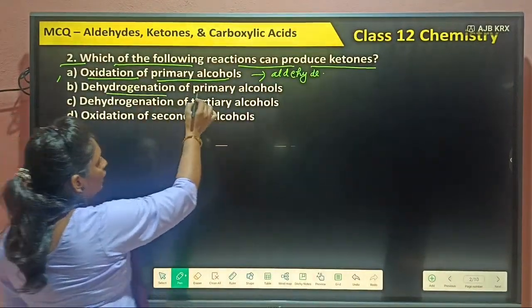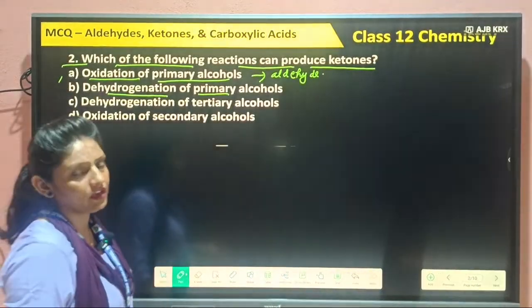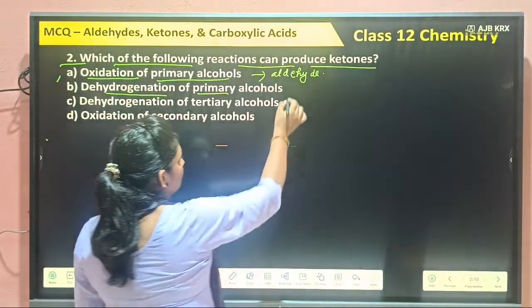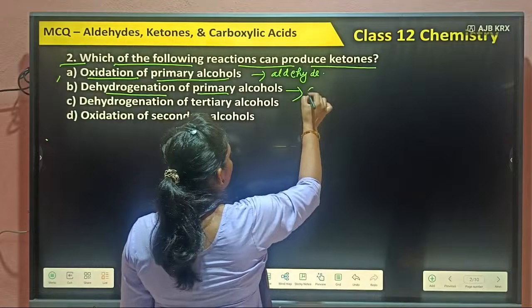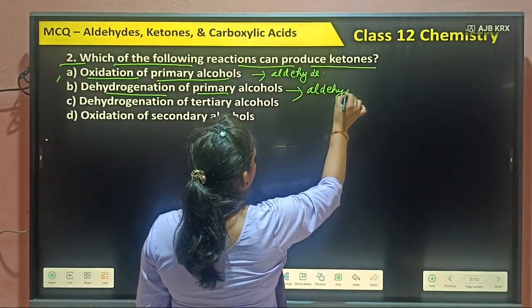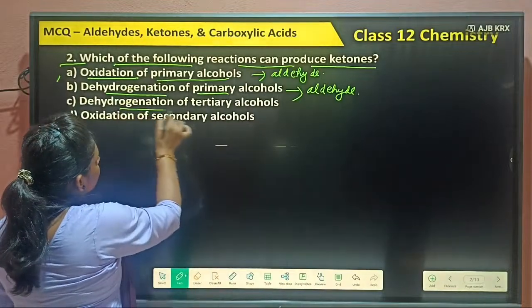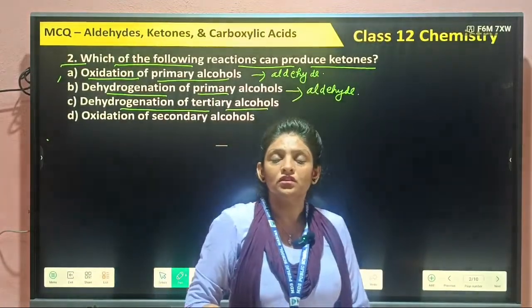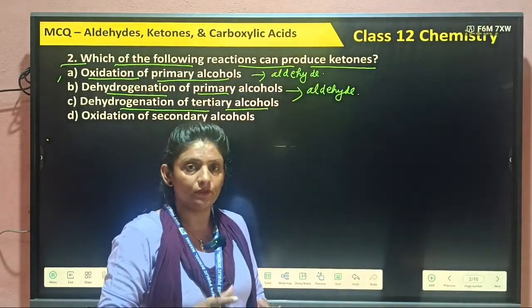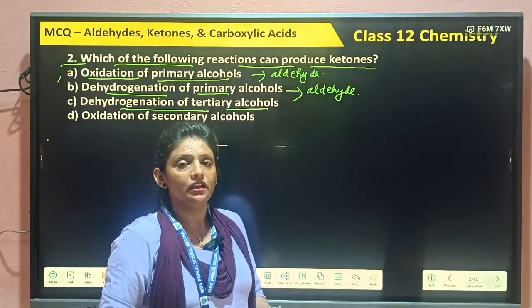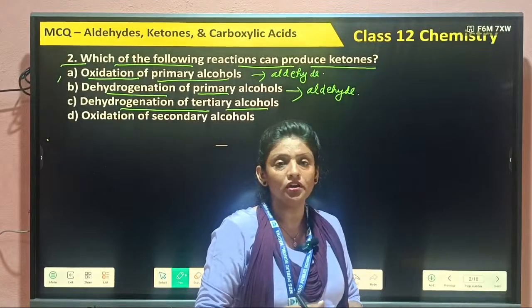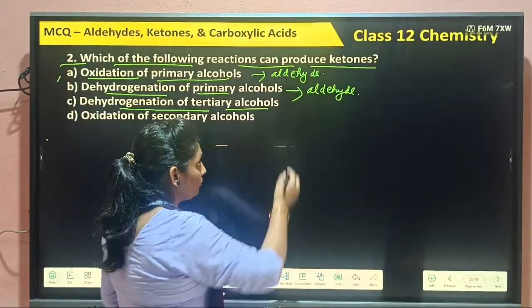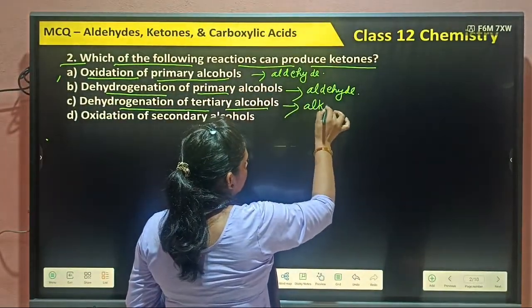Dehydrogenation of the primary alcohol. Dehydrogenation means removal of hydrogen, and further removal of hydrogen means oxidation. So from primary alcohol dehydrogenation we can get only aldehyde, not ketone. Dehydrogenation of tertiary alcohol: tertiary alcohol cannot show the dehydrogenation reaction in simple conditions, and in drastic conditions dehydration of alcohol takes place and formation of alkene takes place.